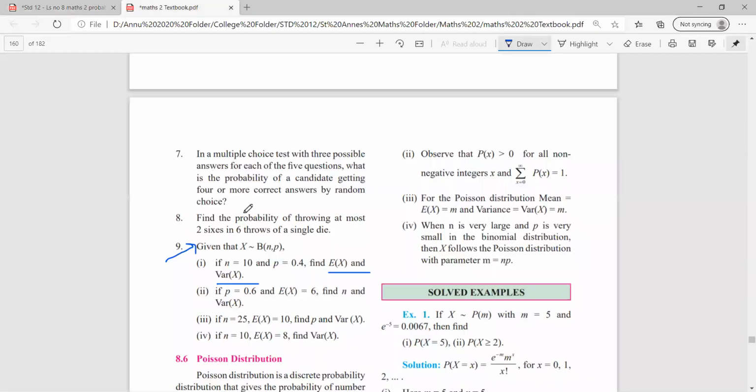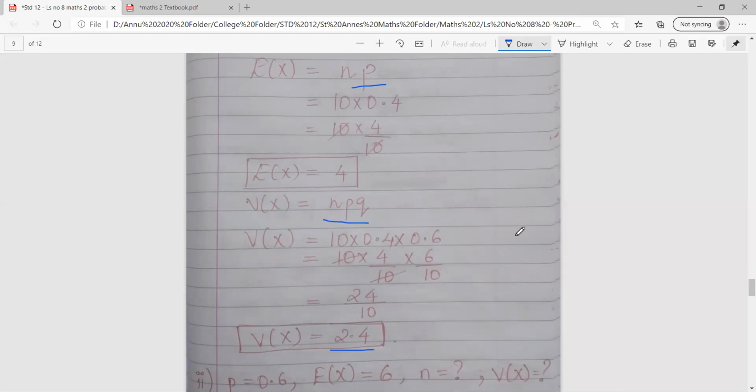So it becomes easy for you all to calculate. Coming to the second one, you have the alphabet P. Now this time you are already given E of x, that is mean. And they are telling you to find out the value of n and variance of x. So not a big deal.